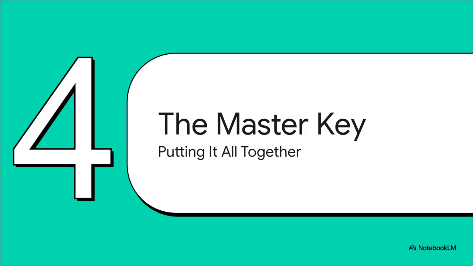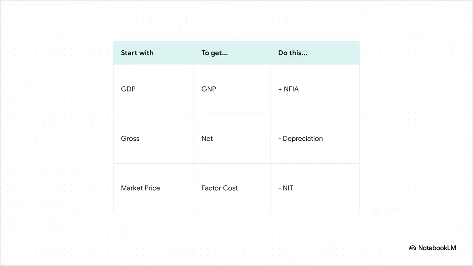So now we have our 3 switches. And this is the really cool part. We can combine them. With these 3 simple rules, we can take any one of these national income figures and turn it into any other one. It's like we have a master key. This table here puts it all together. You can literally start anywhere on this chart and get to anywhere else.